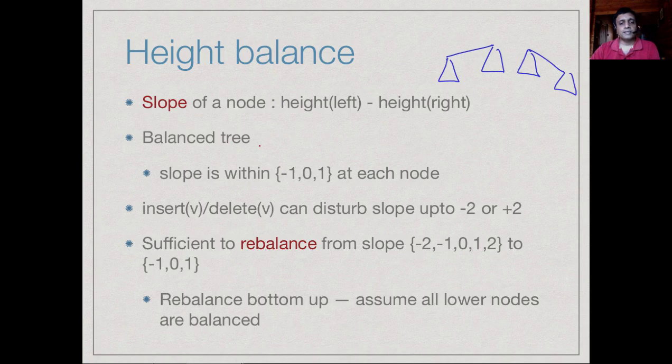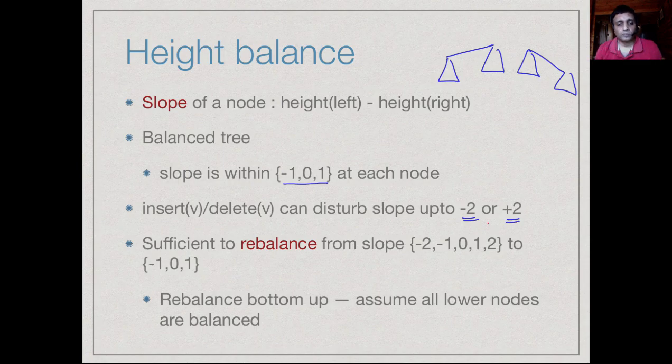So in a balanced tree, since the height difference in absolute value must be at most 1, you can only have 3 possible slopes throughout the tree. Either there is no slope, they are exactly the same, or it is minus 1 or plus 1. Now you can argue very easily that if the current slope is minus 1 or plus 1, when you delete a node, you can reduce one of the heights by 1, so the difference can go from 1 to 2. Or when you insert, you can make the height difference again go from 1 to 2.